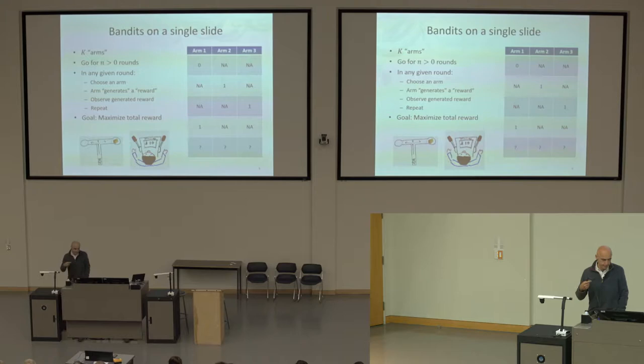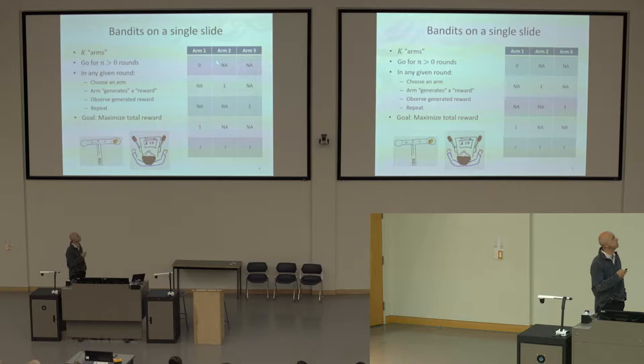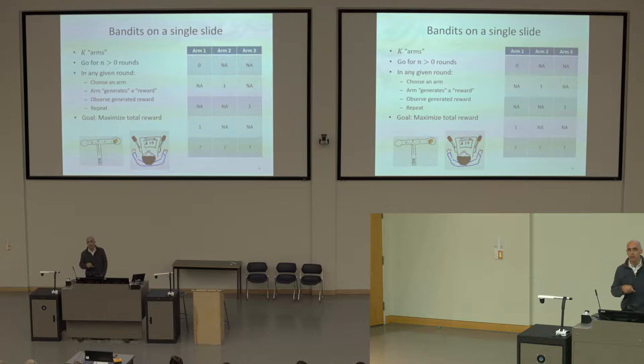So for the next time step, maybe you can try arm two and then arm three, because you didn't have any information about those. And then you go back to arm one, and now you are in this situation, and you have to decide which arm to pull next. So you are uncertain about the actual mean rewards of the actions. Because of that uncertainty, you have to figure out which way to go, and you have to balance the need to gain information with the need to gain reward in a principled way.